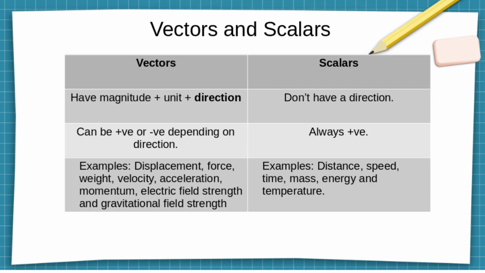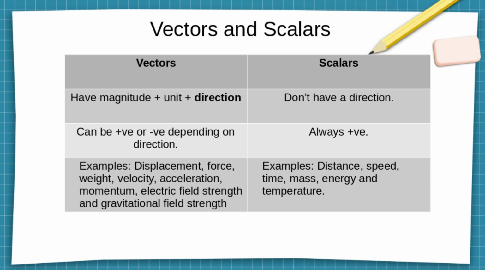Right, now let's look at the two types of physical quantities. A physical quantity that has a direction added to it is a vector, otherwise it's a scalar. A vector can be positive or negative depending on the direction. If the direction changes, the sign would be flipped. Scalars are always positive because they don't have a direction, so they don't need a sign.